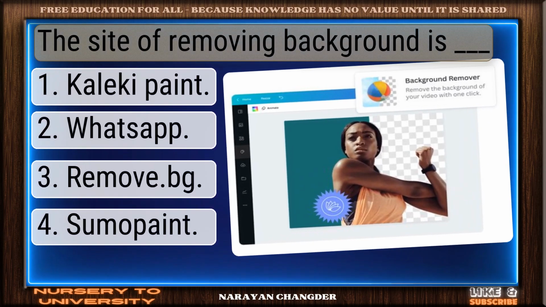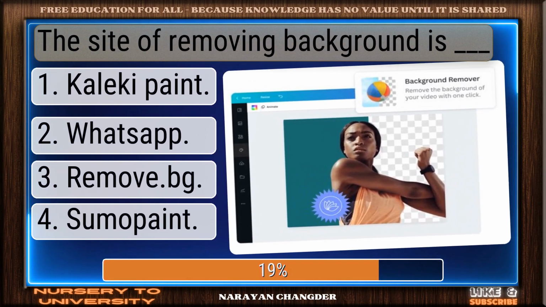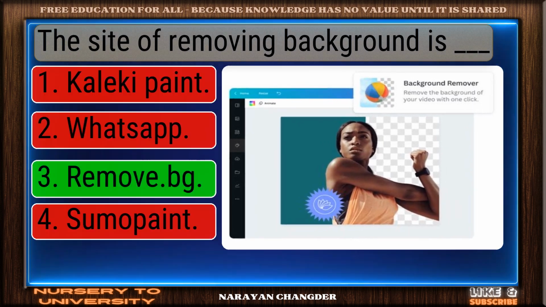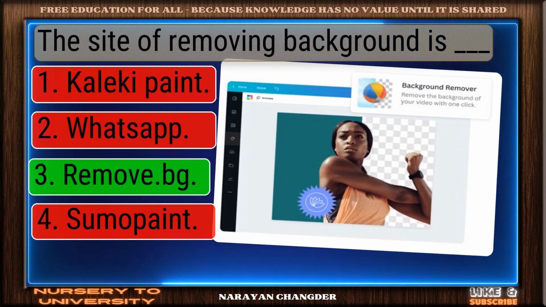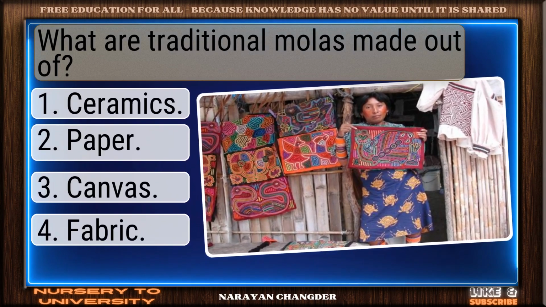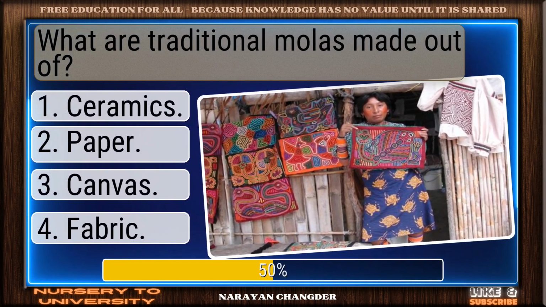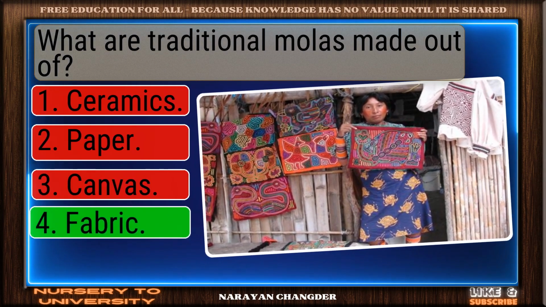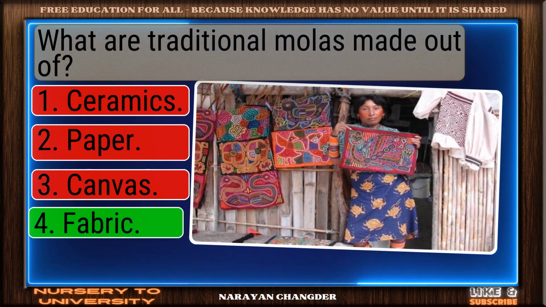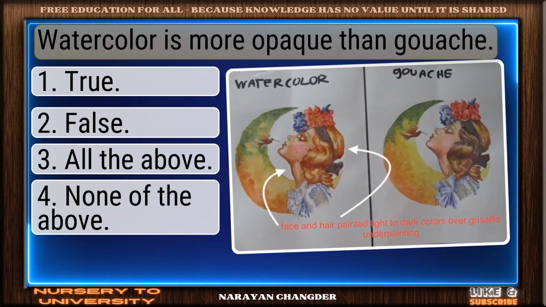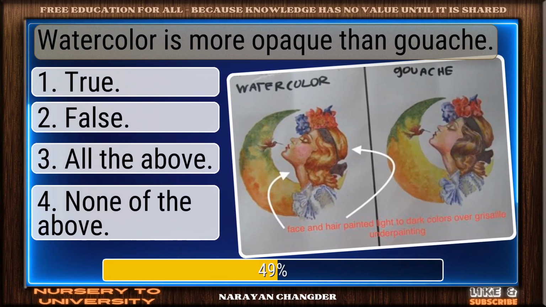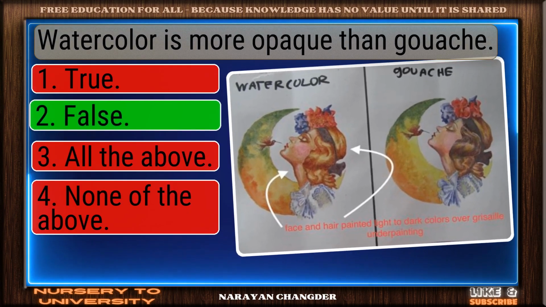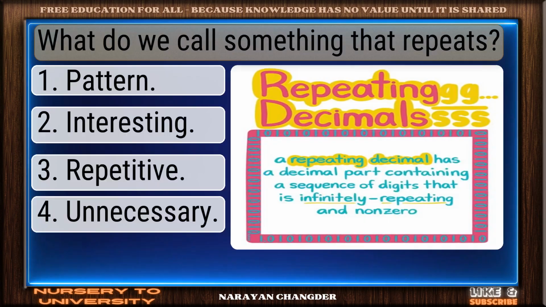The site of removing background is dash. Right again. Remove BG is a valid answer. What are traditional molars made out of? Well reasoned. Fabric is the correct choice. Watercolor is more opaque than gouache. Valid point. False is true.